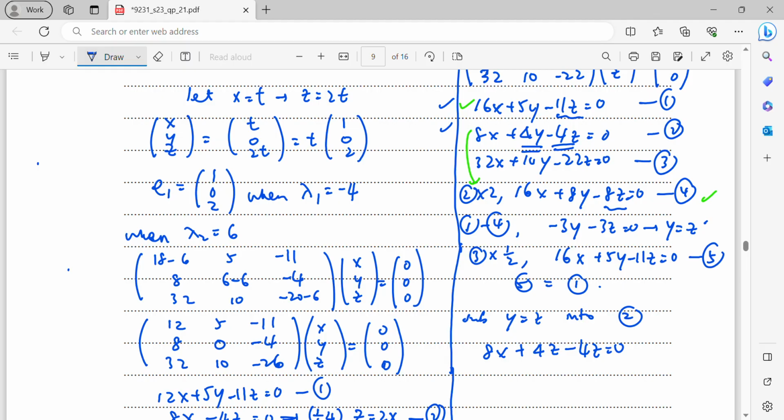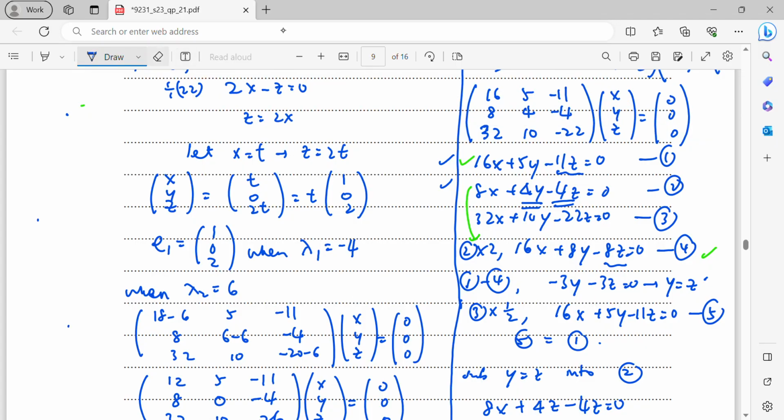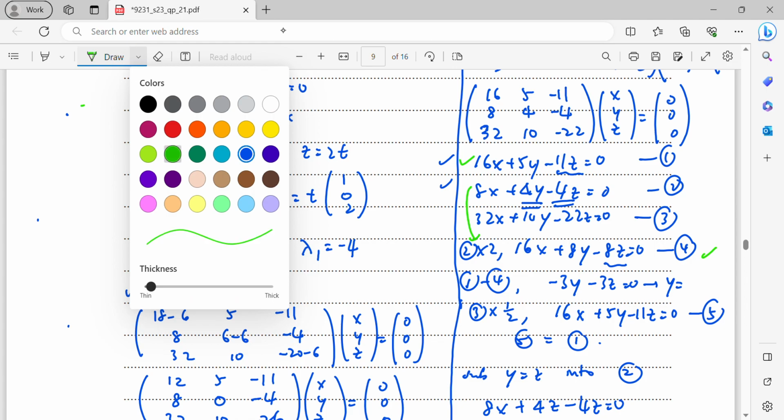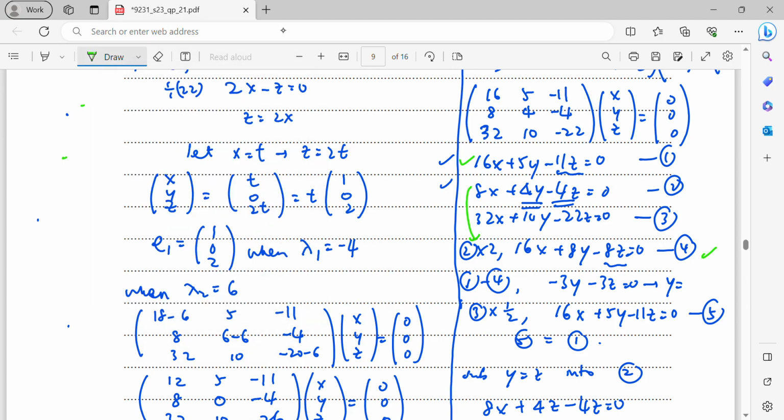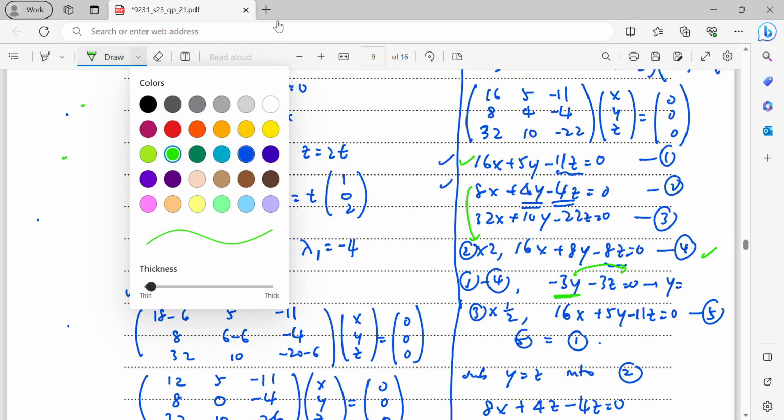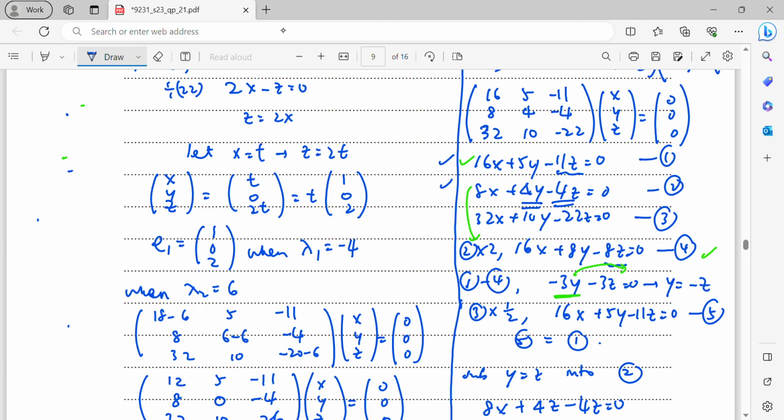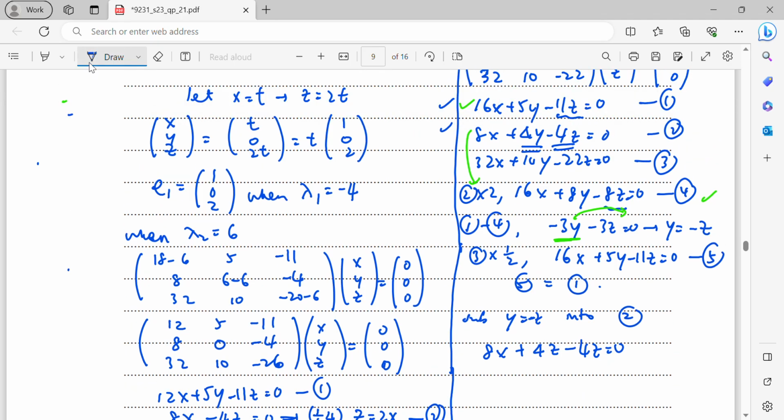Okay, let me check my solution. Okay, I found a small mistake over here. This part, if I need to get the y as the subject, I will move it to the right side. And then at the same time, I divide by negative 3. Divide by 3. Then I will get negative z. Okay, a small mistake here. So here you have negative z. So now my y is negative z. So this will be changed to negative z.